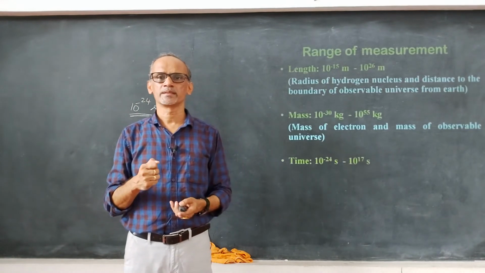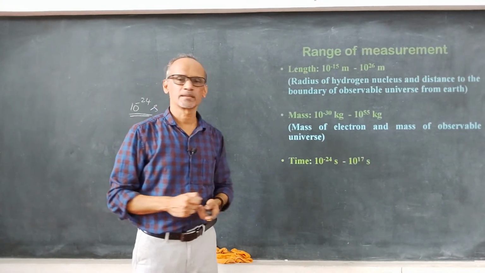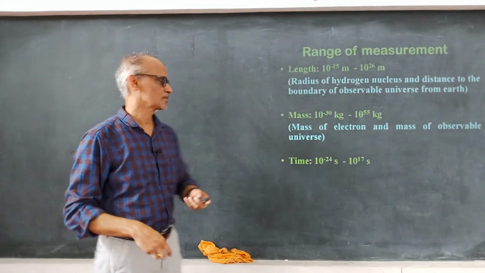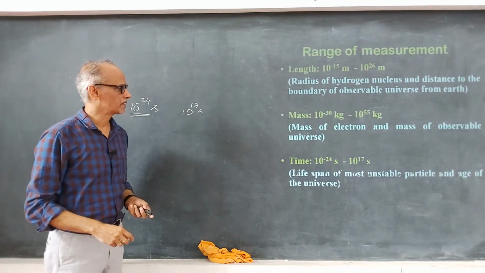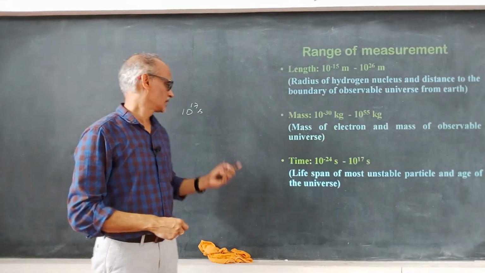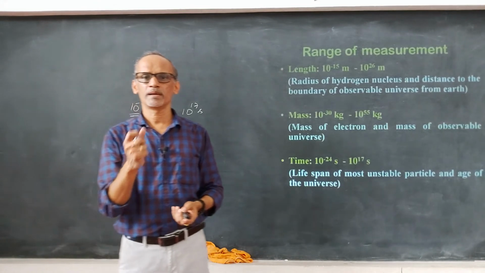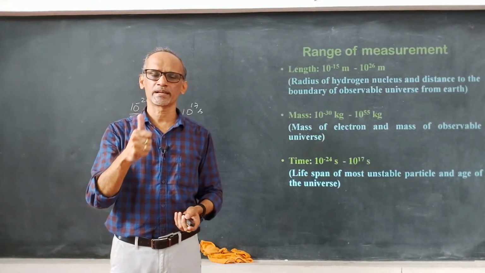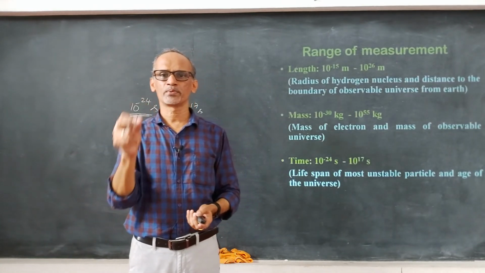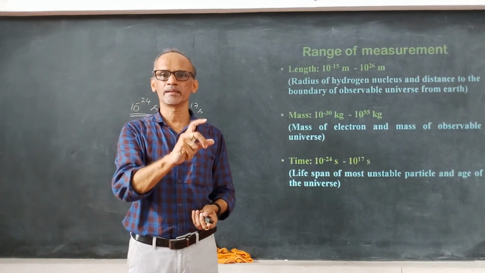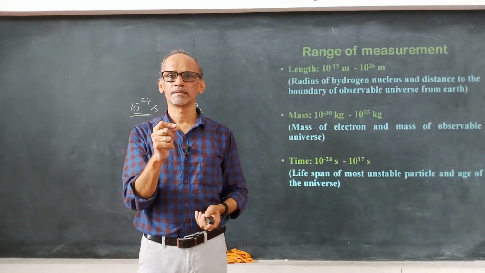But still the scientists have succeeded in measuring such a small value. And the largest is 10 power 17 second, again a very large value. Now, what does 10 power minus 24 second refer to? It refers to the lifespan of the most unstable particle. What do you mean by unstable particle? We have particles like electron, proton and neutron, which are stable. For example, proton and neutron are stable inside the nucleus. Electron is also stable. But there are certain particles which are unstable.